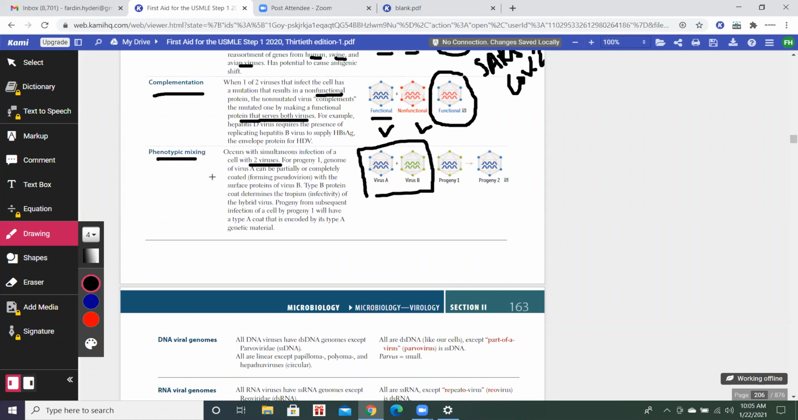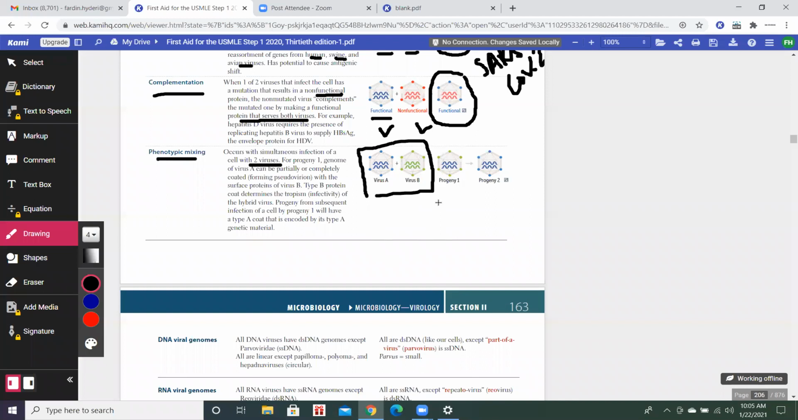This sounds extremely complex, but I'm just going to break it down: phenotype mixing is nothing but the fact that there has been a change in the surface protein. First of all, you are going to mount an immune response against the surface protein of virus A or virus B. But when they mix together, the genetic material is that of virus A, but the surface protein is now that of virus B.